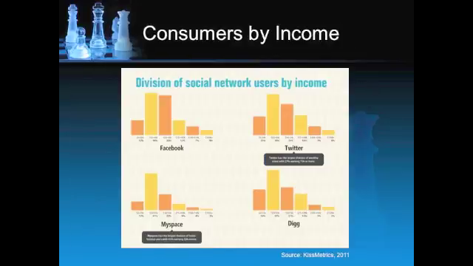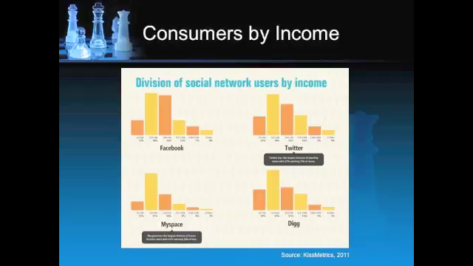Next, let's take a look at the consumer by income and relate the information to social media and real estate. For Facebook users, 34% of people earn between $25K to $50K, and 33% of people earn between $50K to $75K. This shows that Facebook users most likely have moderate disposable income and are most likely to be able to afford small to mid-range homes.